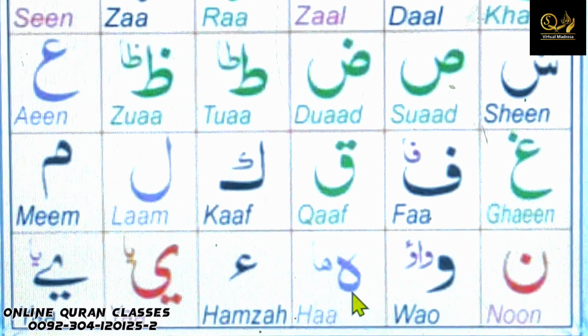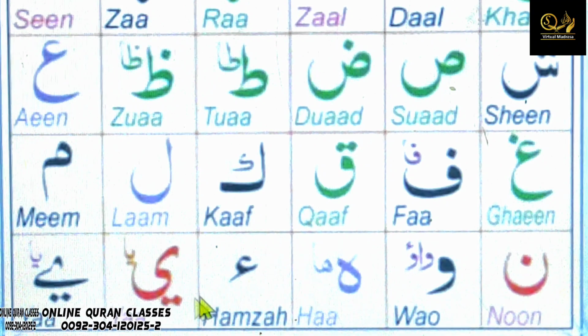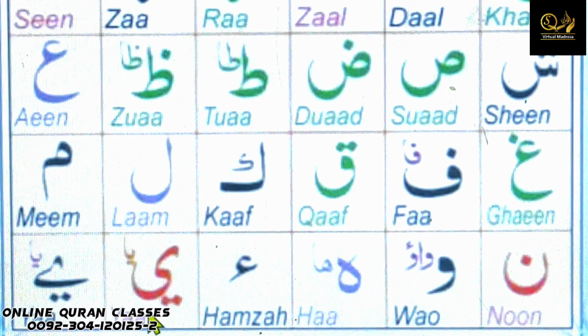Next letter is also from the throat, for 2 seconds. From the throat nearest to the chest. This next letter name is Hamza. This Hamza originates from the throat nearest to the chest. Hamza for 2 seconds.